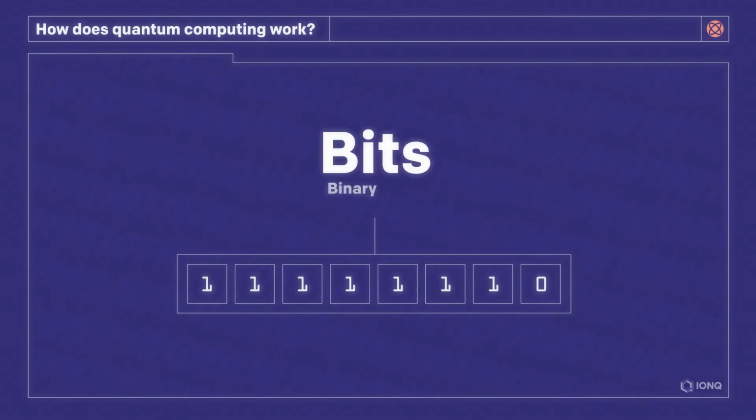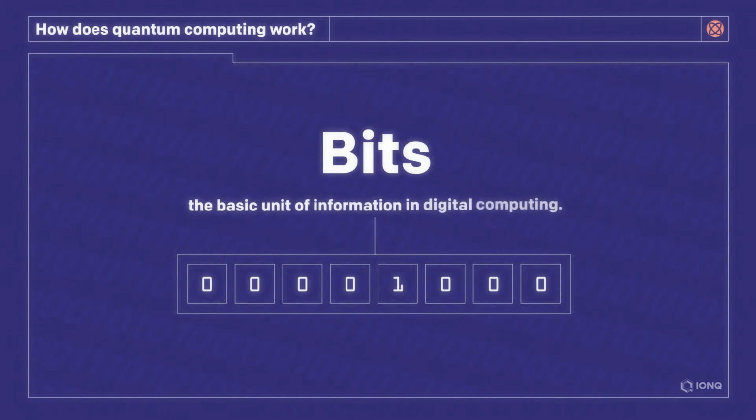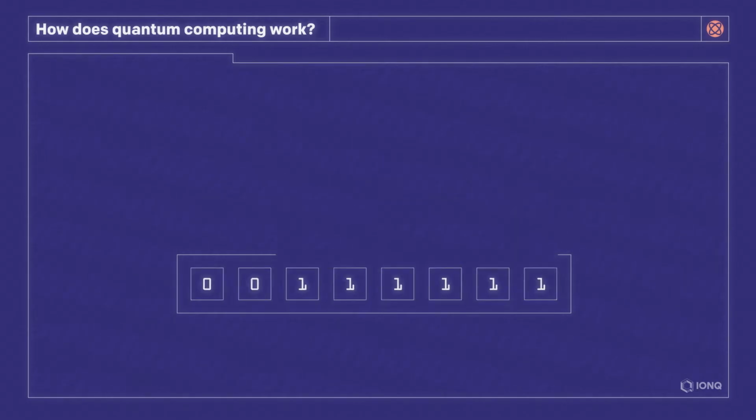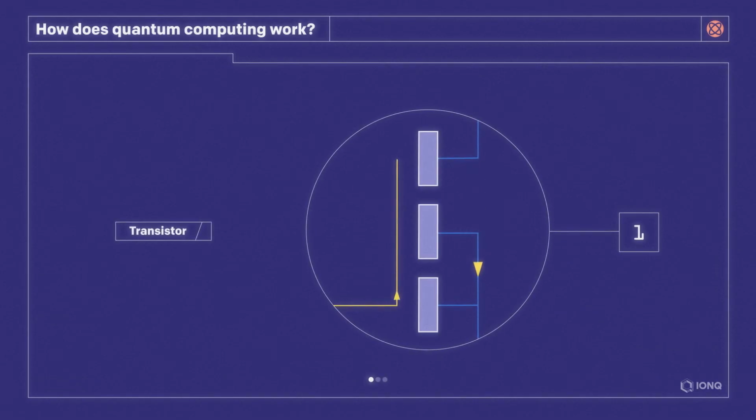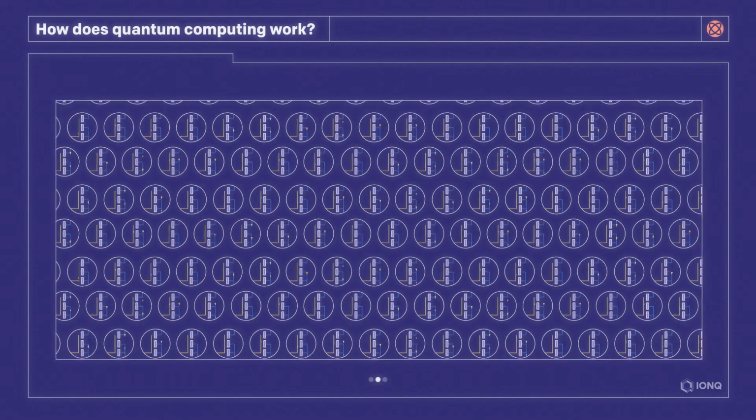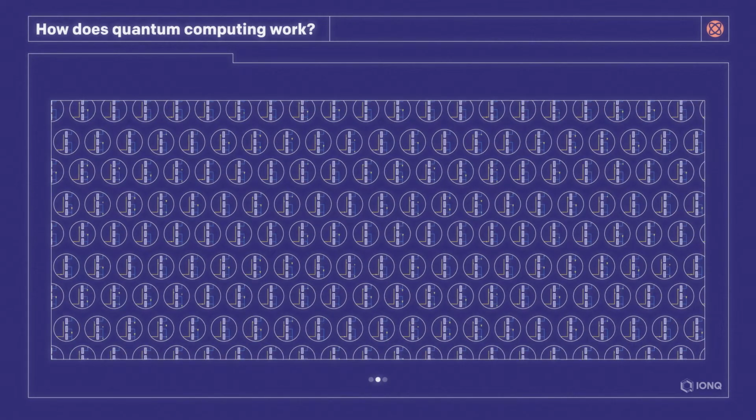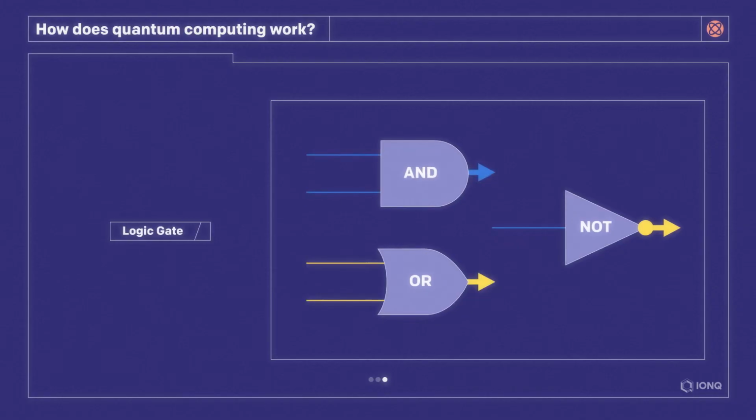Bits, short for binary digits, are the basic unit of information in digital computing. Each bit is usually formed from several microscopic transistors that can block or allow electricity to flow through them, representing 0 and 1. When grouped together, bits can store large numbers, and along with tiny electronic devices called logic gates, they perform calculations at breathtaking speeds.